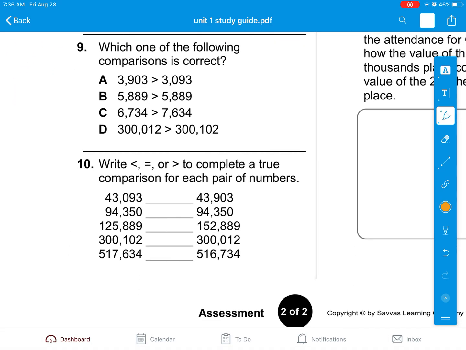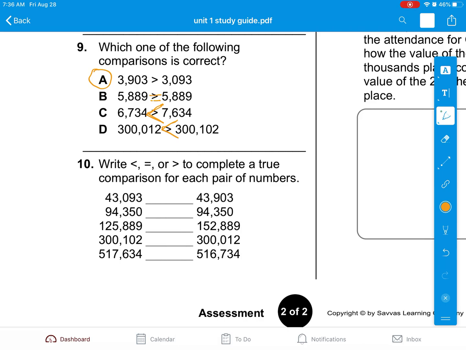Alright. Number 9. You're seeing which one of these compares the numbers correctly. So remember, the alligator always wants to eat the bigger number. And your answer here was A. B should have had an equal sign. And then C drew the symbols the wrong direction, and so did D.